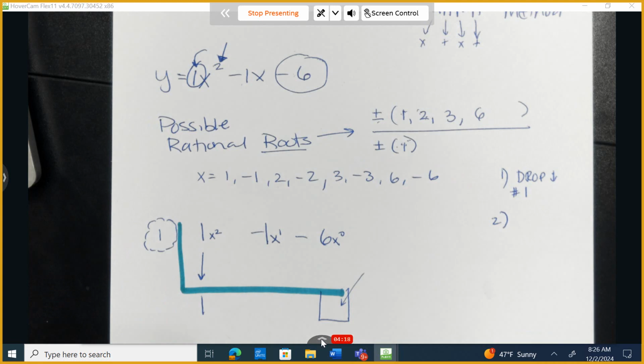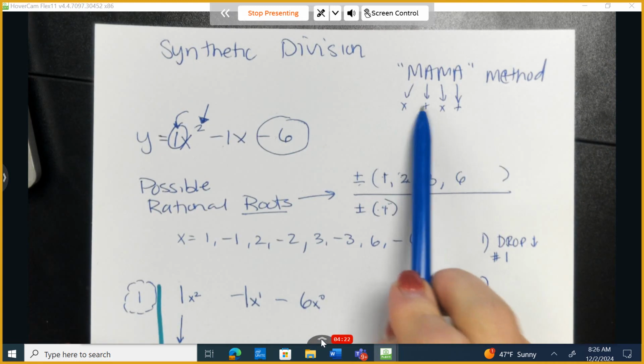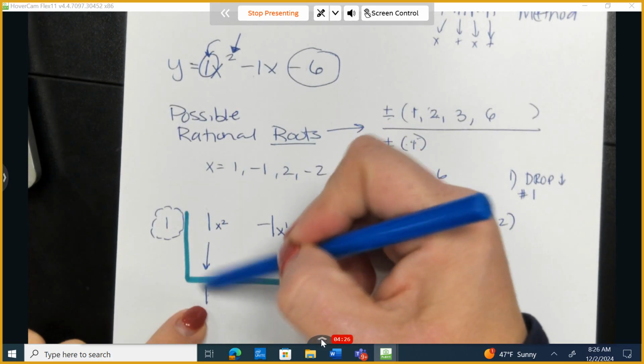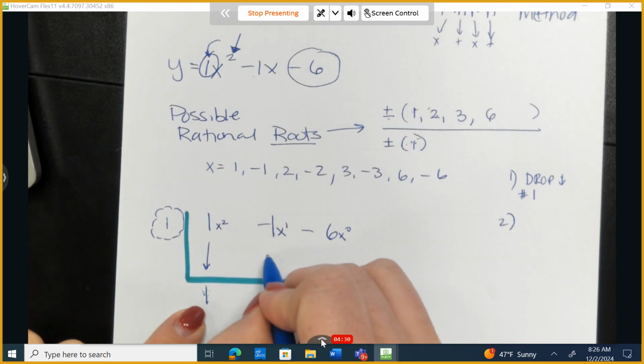So here we go. You ready? I dropped it down, and now I'm going to follow mama. Multiply, add, and that's what we do. We just continue to do that pattern. So I multiply. This bottom number multiplies up here. This is always what we multiply to. So 1 times 1, I write it down.